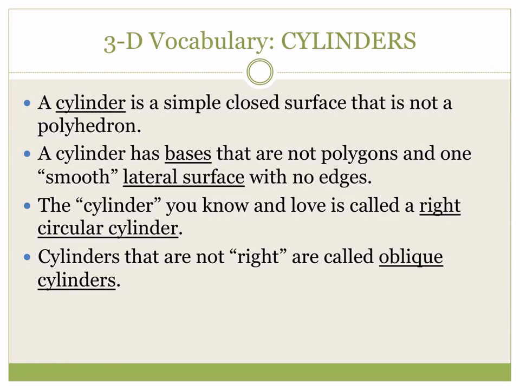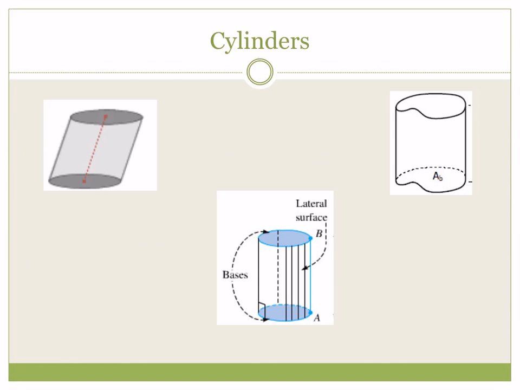If a cylinder is not right, it's called oblique. So it would be something that looks slanted, something like the Leaning Tower of Pisa, right? It slants. Here's some images of cylinders. So this is that slanting one that I talked about right there. This is called an oblique cylinder in the top left-hand corner.